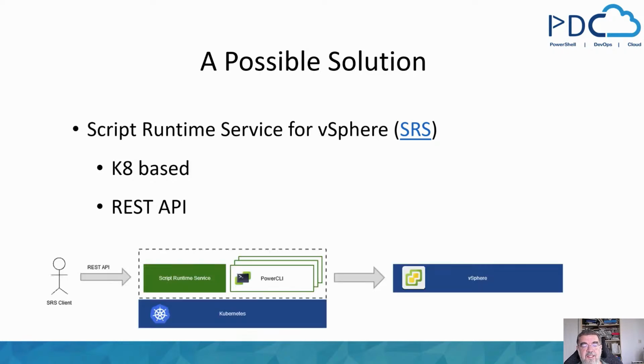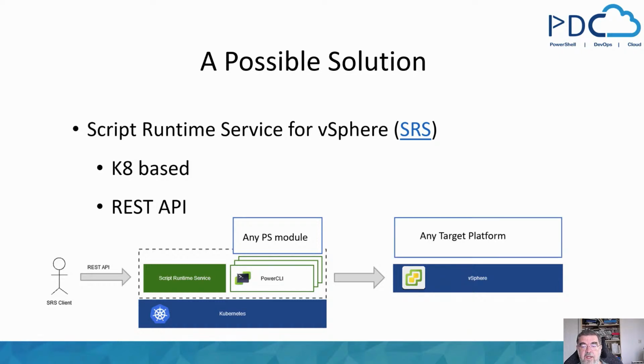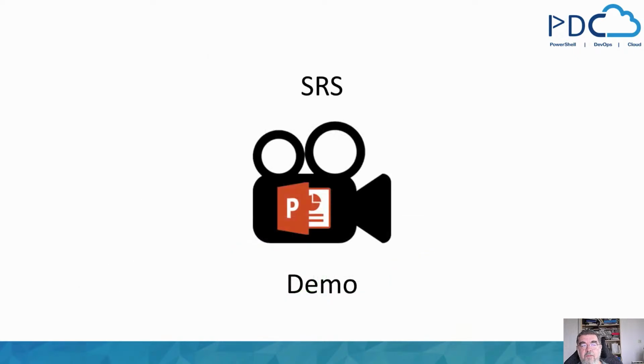Schematically, it is quite simple. You have your user, you have a REST API, you call that SRS service running on a dedicated VM. By default, it comes with PowerCLI and you address a vSphere environment, but nothing prohibits you from installing any PowerShell module on that server and address any target platform. But to make this a bit clearer, let's have a look at the demo.